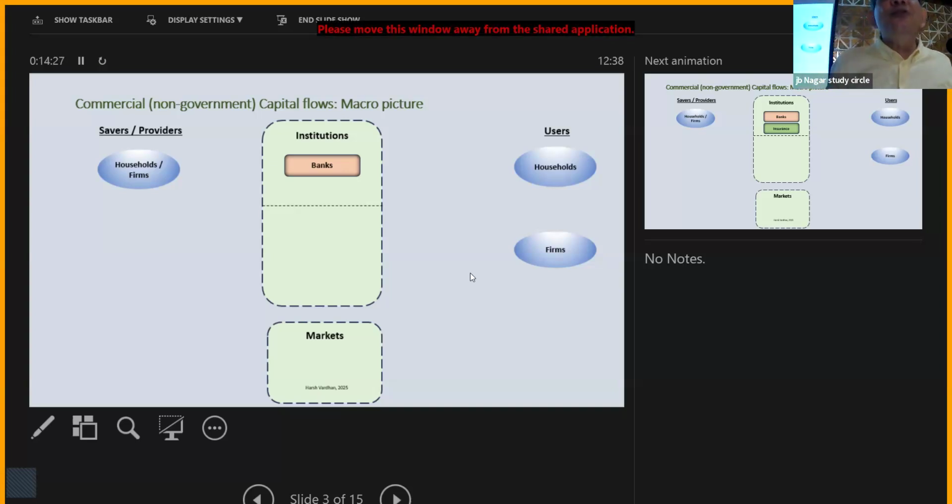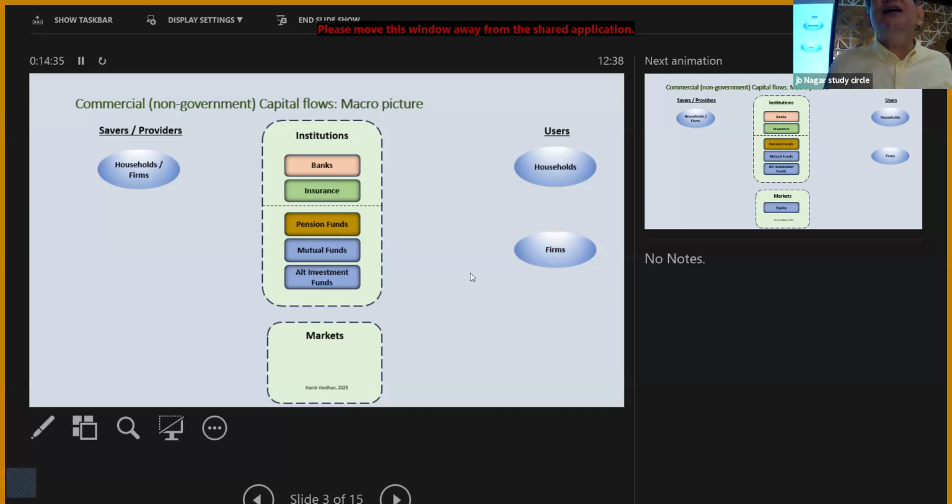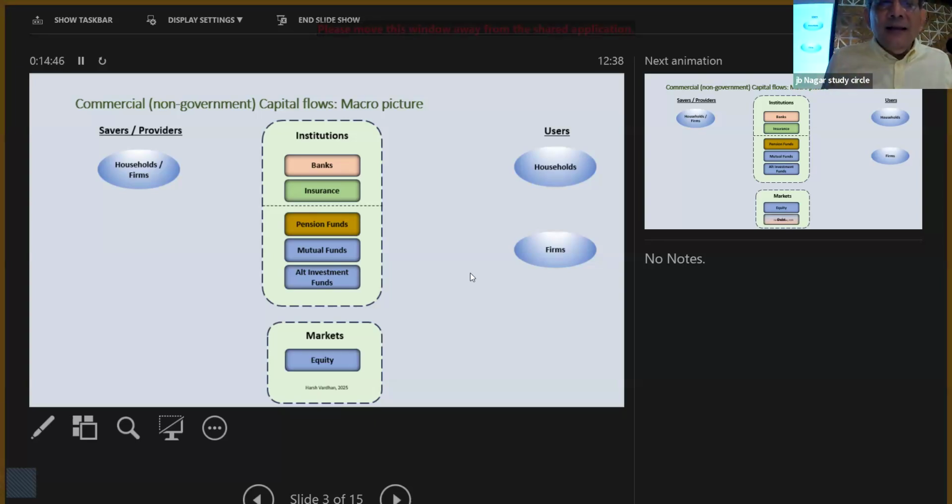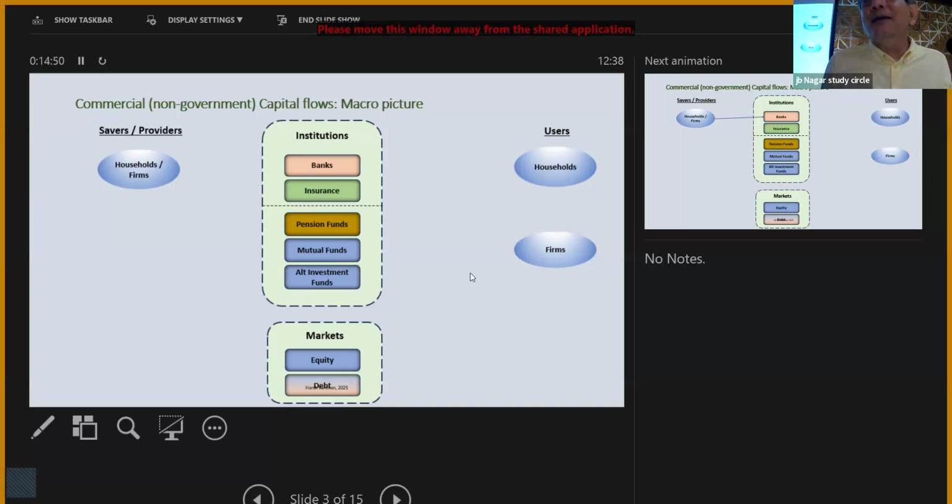The most common institution you know is a bank, right? But you also have insurance, you also have pension funds, you also have mutual funds, you also have alternative credit funds, right? These are the most important. There are other minor ones, but these are the most important financial institutions. All of them form a part of what I call the financial institutions group, right? And then you have your markets, your equity markets and debt markets. You can also add the derivatives market, but they just ride on the underlying equity or debt market. So this is really the composition of the financial system.